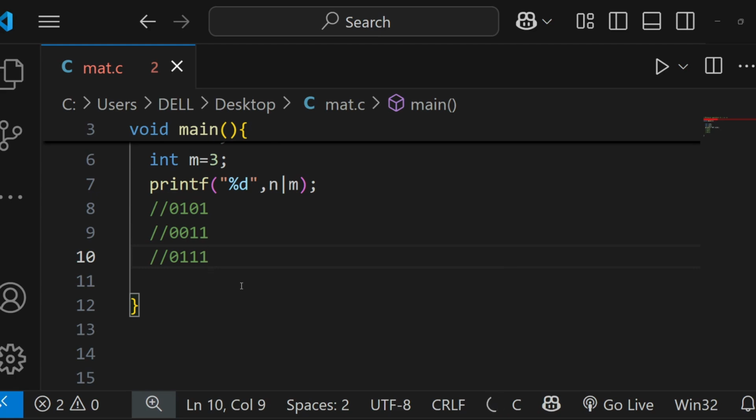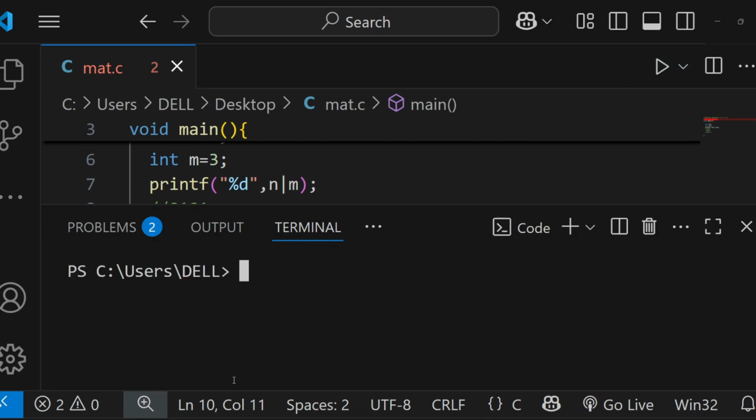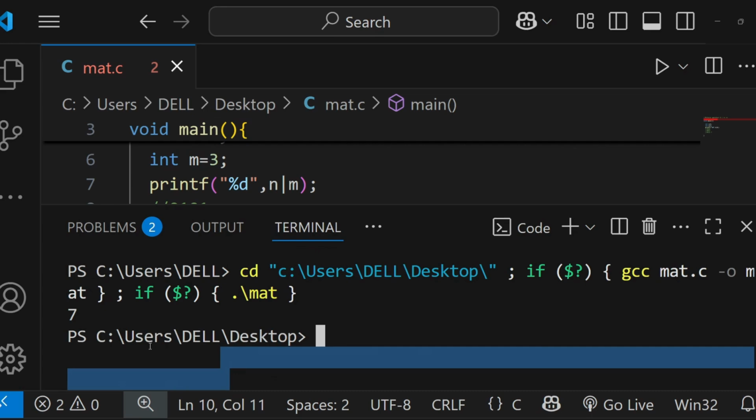So now if you just go through the binary to decimal conversion and decimal to binary conversion video, you will see this is the binary of 7. This is the binary of 7. So that's the reason if I just try to run the code I am getting the value 7 here.